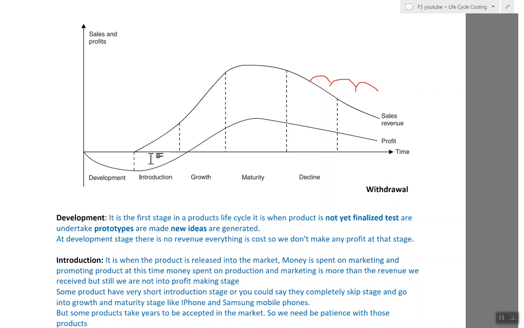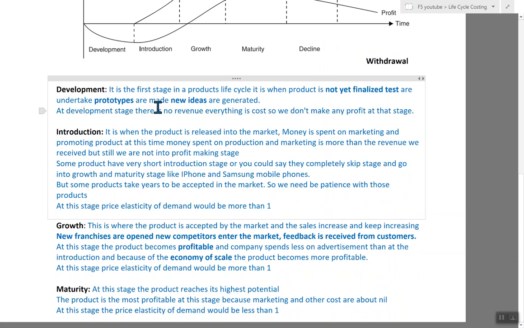And remember, at introduction stage, we will study this in the next section in the pricing chapter, the price elasticity of demand is going to be more than one. You will study that in the pricing chapter. But more than one means that price is elastic. What it means is that if we change price even by a little bit, if we decrease our price a little bit, demand is going to increase. Or if we increase our price, demand is going to decrease by a very huge margin. When a product is new, slight changes in the price make a huge change in the demand.